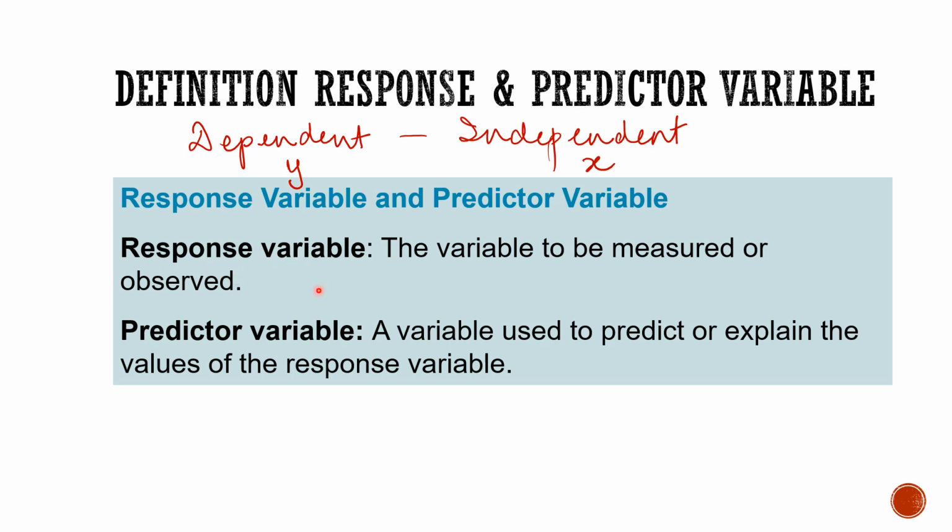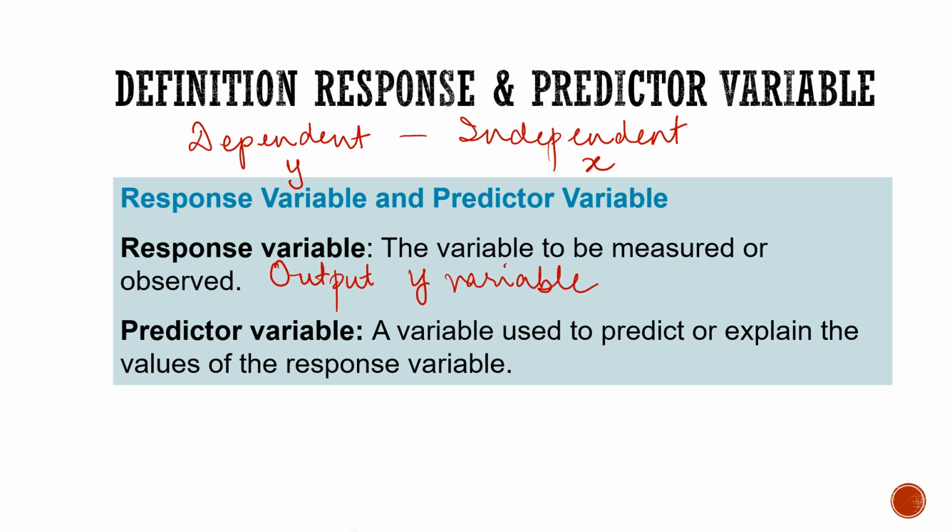Now, the response variable is the variable to be measured or observed. In statistics, we call it response variable and predictor variable. Response variable is what we want to measure, the output that we get from the equation. So response variable is going to be our y variable. So response variable is the output variable. And what is the output we get from our equation? It's a y value. So it's a y variable.